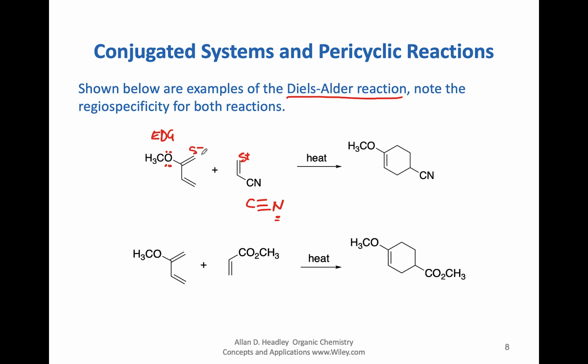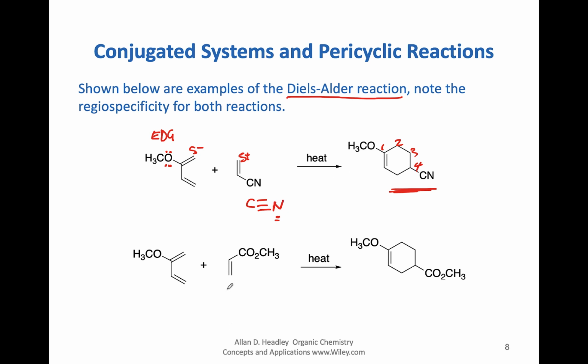So this is nicely set up for the Diels-Alder reaction, where a bond will form here and a bond will form here. And of course the major product is this. Notice the relationship 1, 2, 3, and 4. So it's a 1-4 relationship and not a 1-2. Let's look at this one.